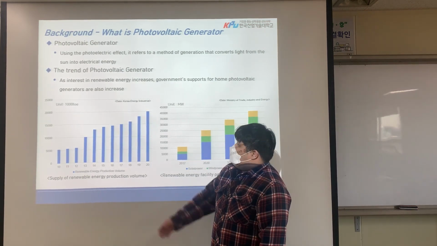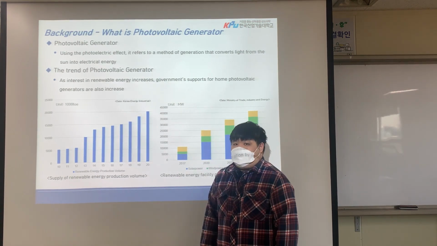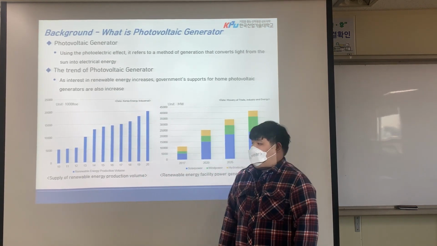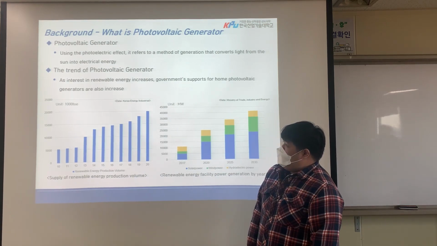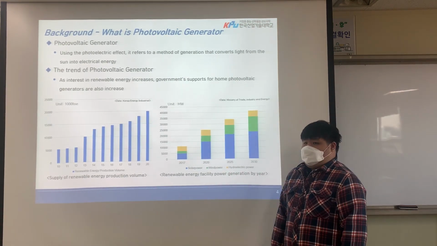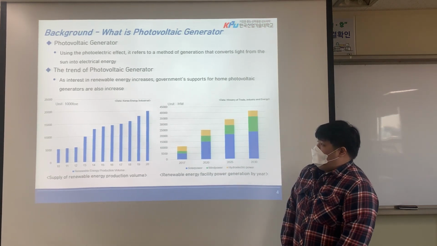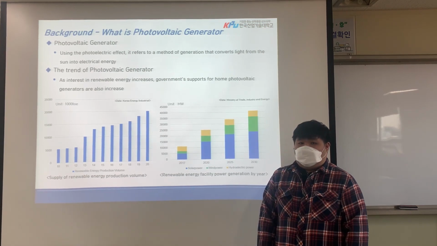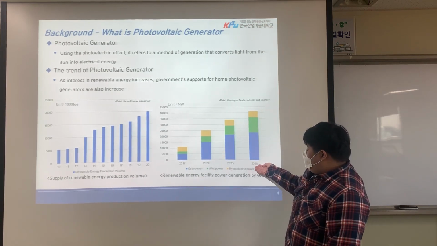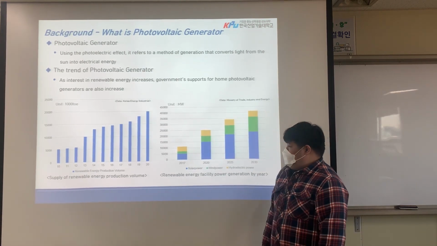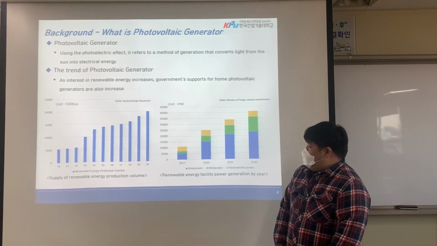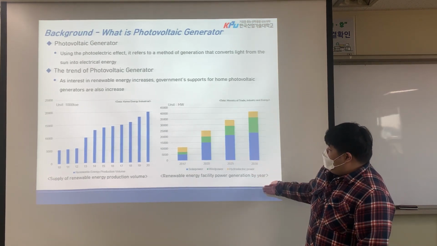Next, I will present the trend of photovoltaic generators. I'd like you to look at the graph on screen. You can see that domestic renewable energy production is increasing. Also, this graph shows the annual renewable energy generation by 2030. In December 2017, the government announced the Renewable Energy 3020 implementation plan aimed at increasing the proportion of renewable energy to 20% by 2030. The government's plan suggests that power generation will continue to rise until 2030.